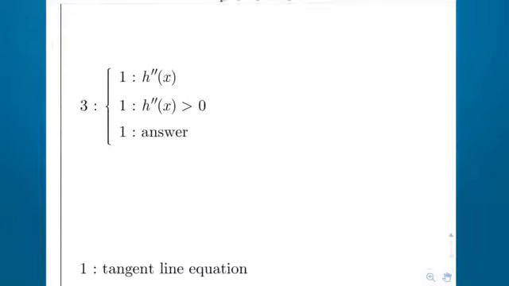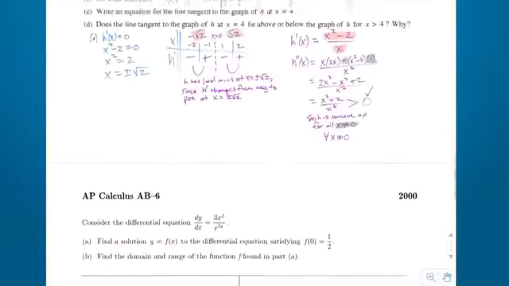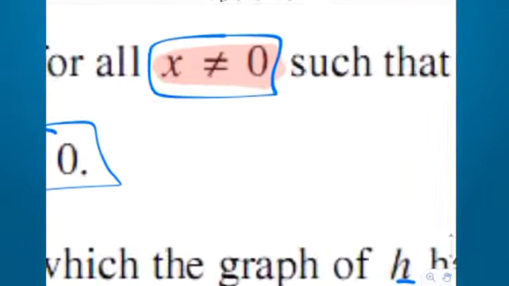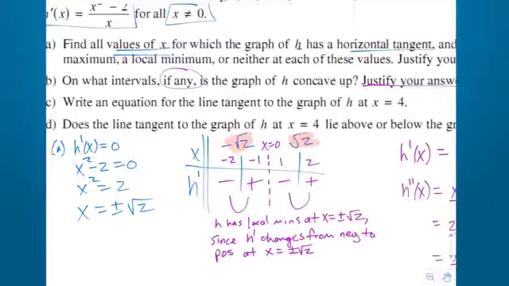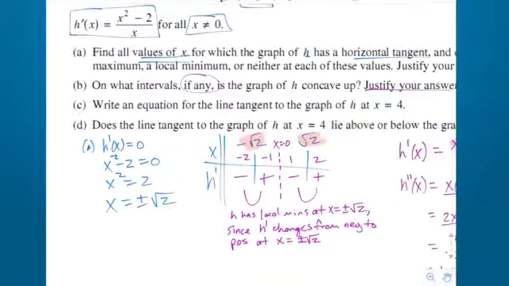So if you didn't say for x not equal to 0, you would lose 1 of the checks. So again, if they remind you at the beginning, it's for a reason. And then there's one part left to go, or two parts. Wow. It's a problem that never ends. Write an equation for the tangent line for h at 4. Tangent lines. It doesn't get easier than that.